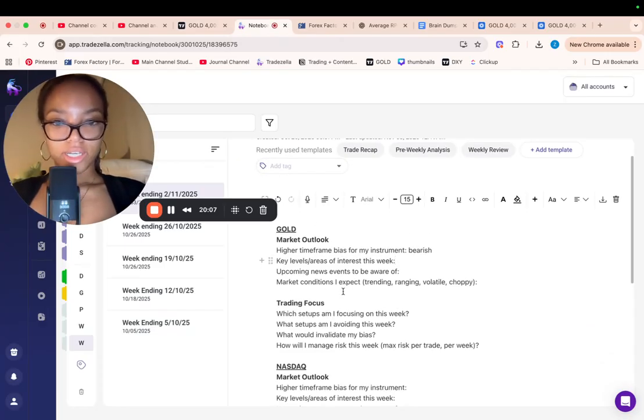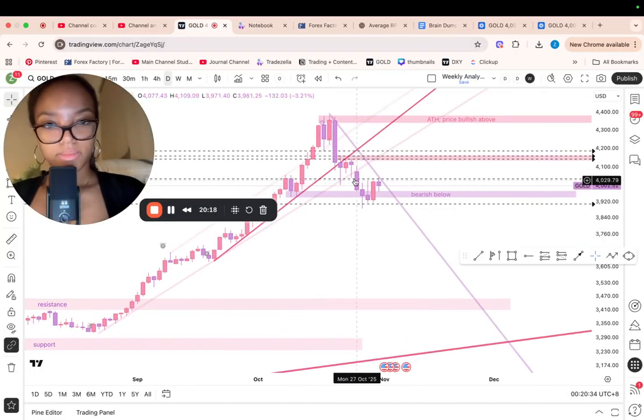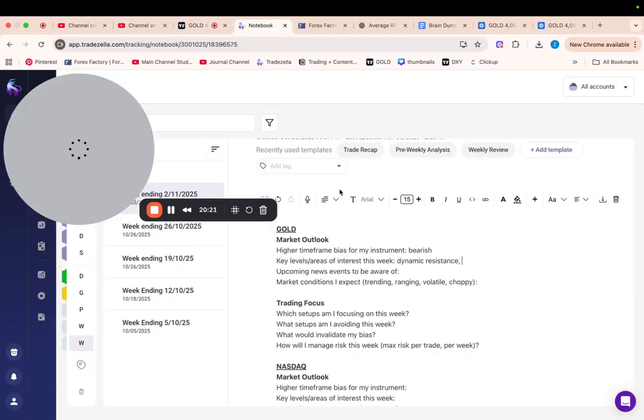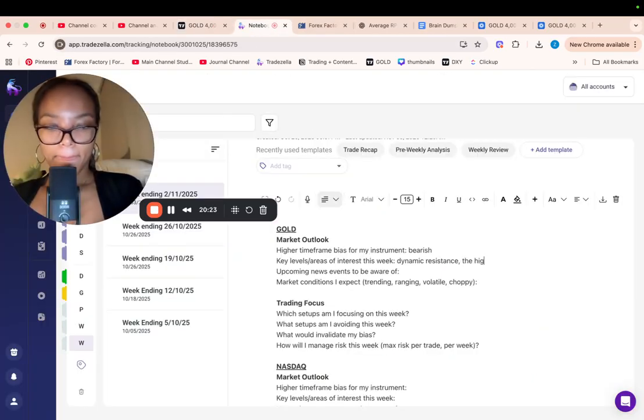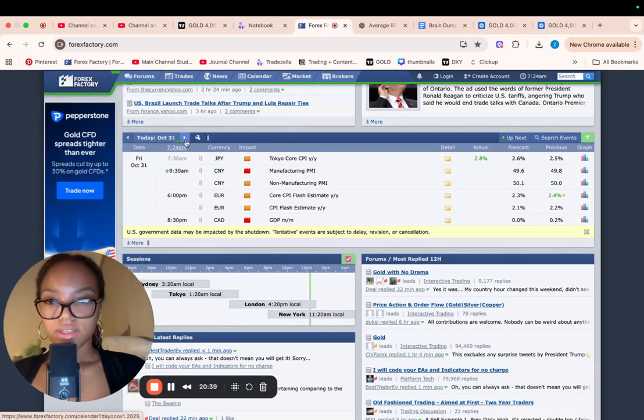So I really should not have been trying to do buys on Friday. But yeah, we're bearish. Key levels and areas of interest is that dynamic resistance and the highs. And if they stay protected, and by protected I mean they don't get broken. Upcoming news to be aware of, I'm not sure. Okay, let's just go through the news because we can't avoid that.